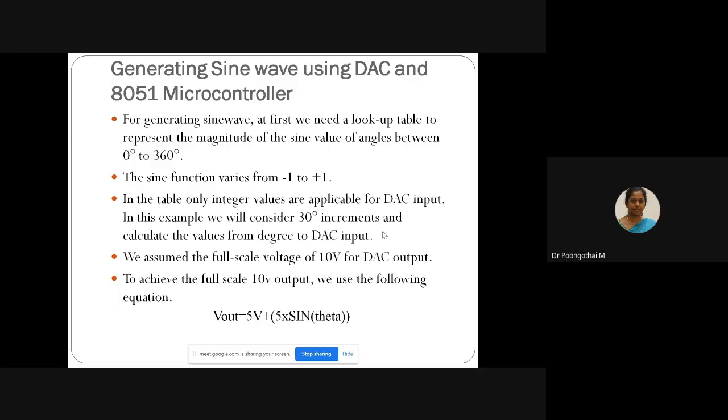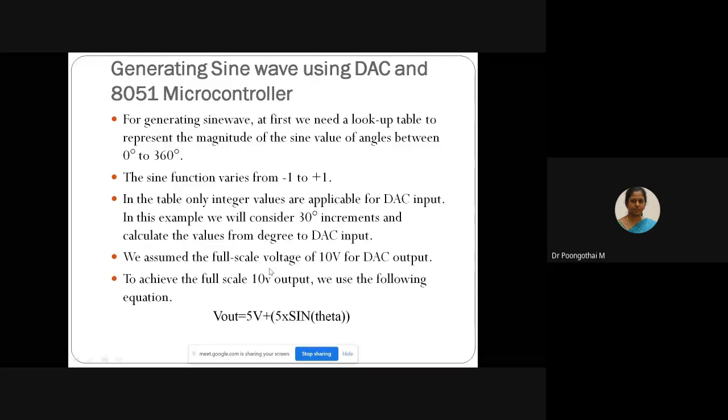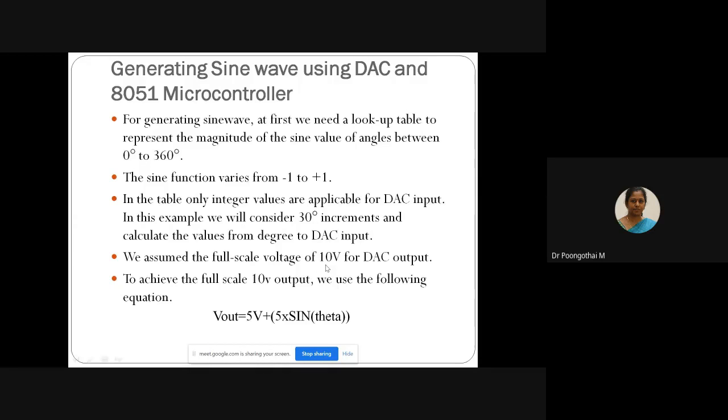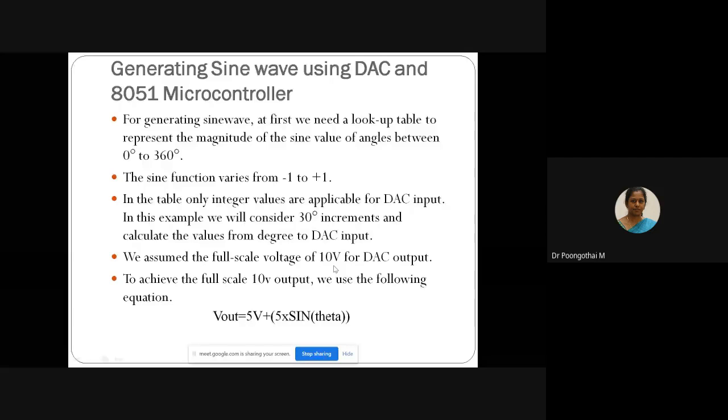To calculate the Vout value, we have to use this formula: Vout is equal to 5 volts plus 5 into sine theta, and you have to vary the angle from 0 to 360. Each count will be calculated using a 30 degree increment. First you calculate 5 volts plus 5 into sine theta, next sine 30, next sine 60, likewise up to sine 360 degrees. Also assume the full scale output voltage is 10 volts for the DAC output. For the sine wave circuit, you have to fix that VDC at 10 volts.